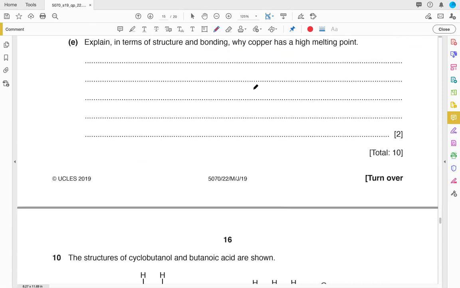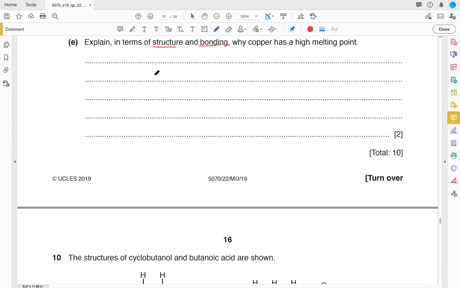Explain in terms of structure and bonding. Why copper has a high melting point? Okay, so what's the main difference? Why does copper have high melting point? It has strong forces of attraction between cations or layers of cations and free electrons, which are hard to overcome. So we need higher energy or high temperature. That's it. So we have referred to structure, we have referred to bonding.